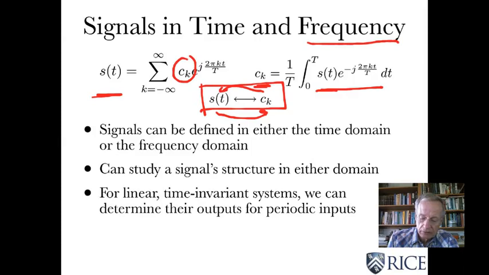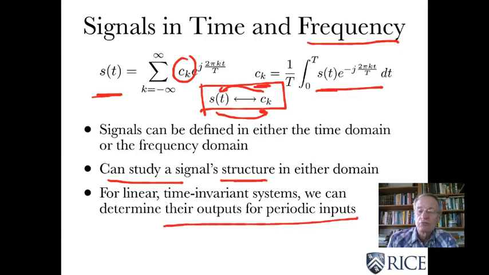You can also study the structure of the signal in either domain. You may be very interested in what the pulse width is, for example, but you also may be interested in what's the highest harmonic that's needed to have a 90% approximation of the original pulse train. Either way of thinking about it may be important depending on the application. And finally, for linear time invariant filters, we can determine their outputs for periodic inputs because we can use the Fourier series results that we've gotten and superposition to get the answer. So we're really becoming more sophisticated.